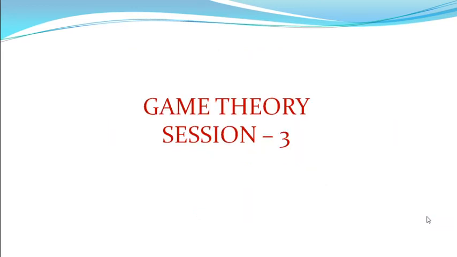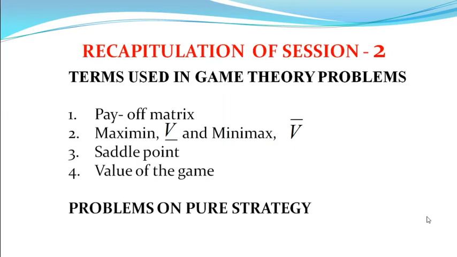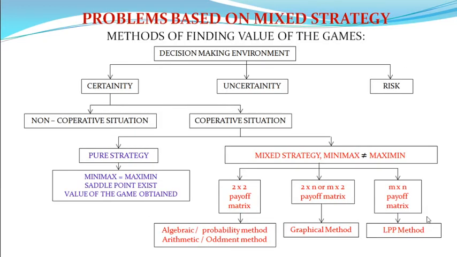So session 3 of game theory. Before getting into this session 3, we'll see the recapitulation of session 2. We have seen what is meant by a pair of matrix, maximin, minimax, their notations, saddle point, value of the gain, and the problems on pure strategy. In this session, we will see problems on mixed strategy. Problems based on mixed strategy.